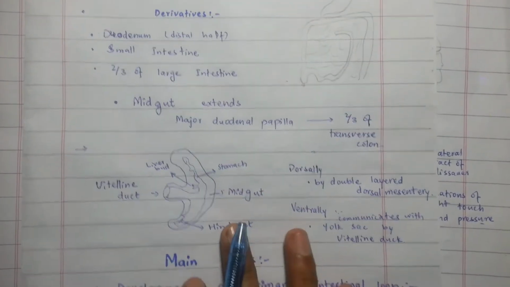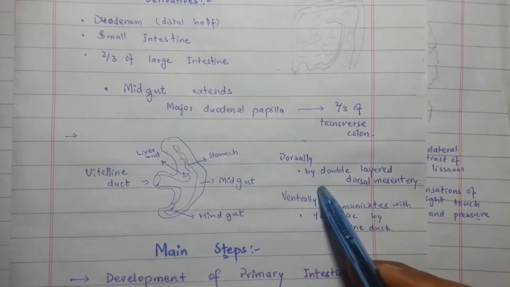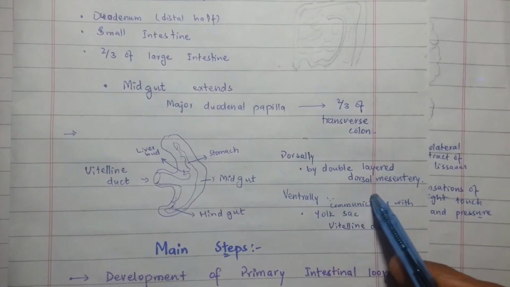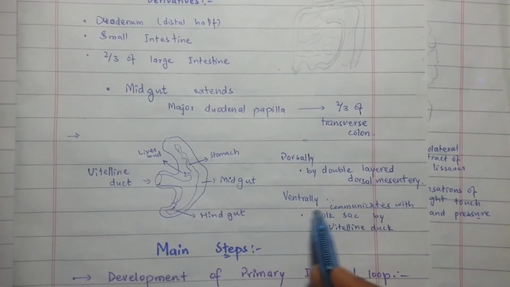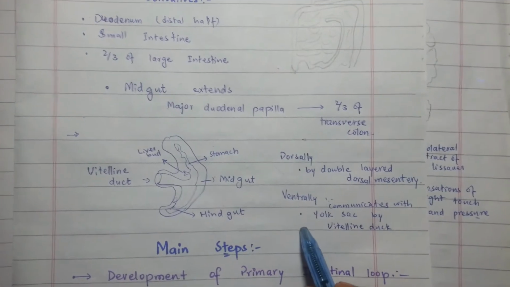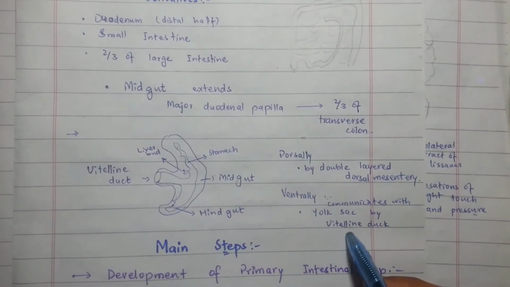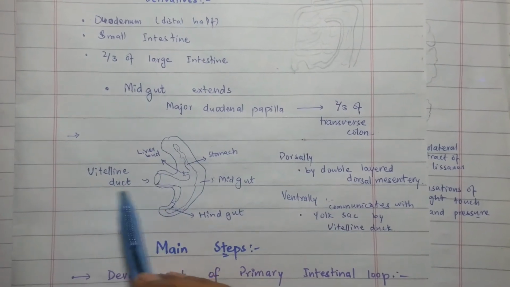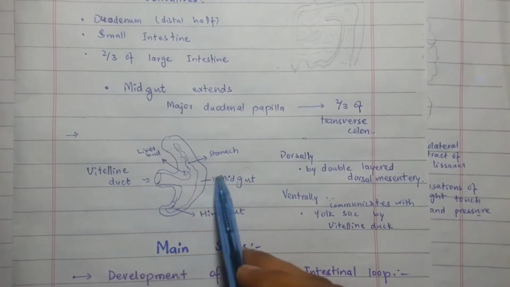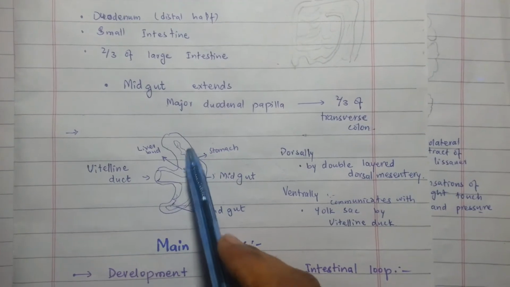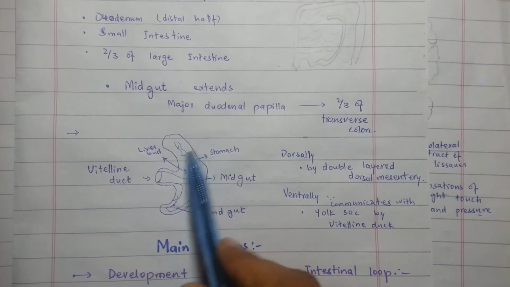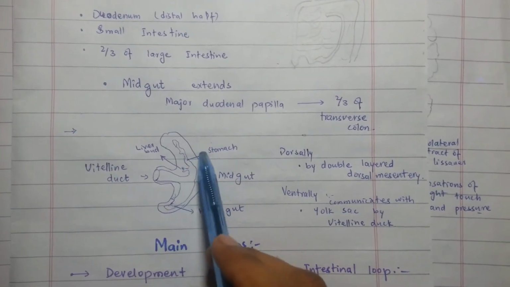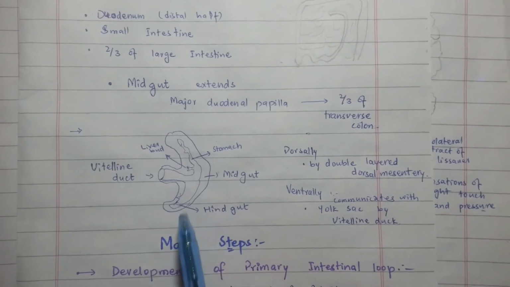If we see the midgut dorsally, it is covered by the double-layered dorsal mesentery, while ventrally it communicates with the yolk sac by the vitelline duct. Here in this diagram, this represents the vitelline duct and this is the midgut. The stomach is part of the foregut, and this is the hindgut.